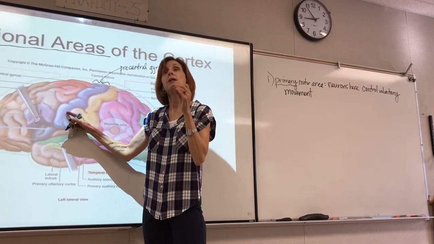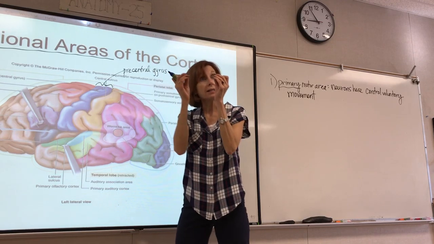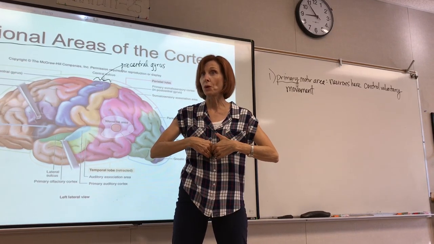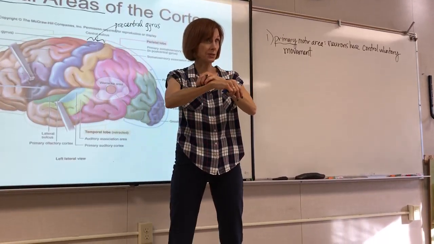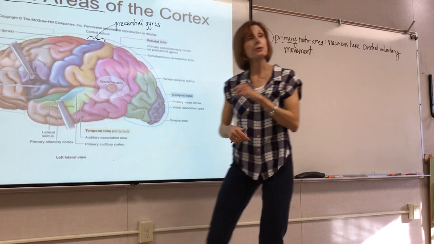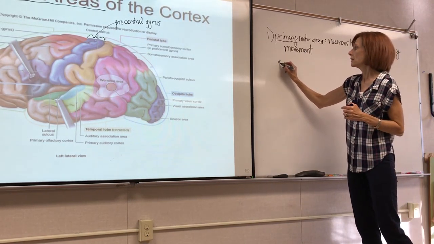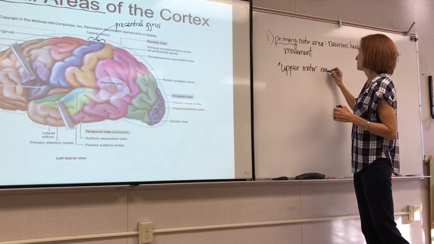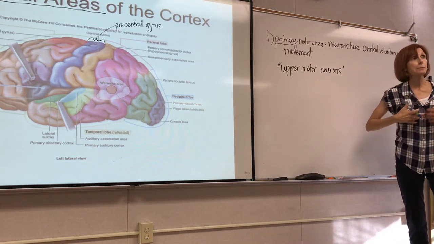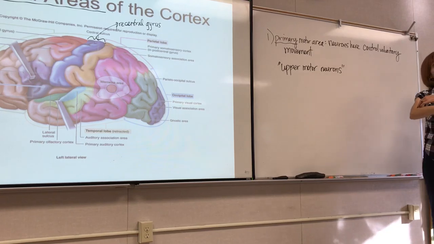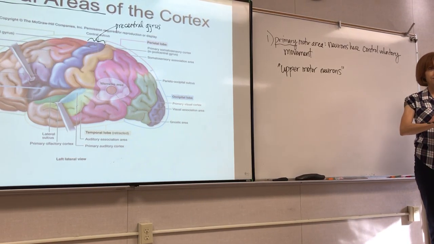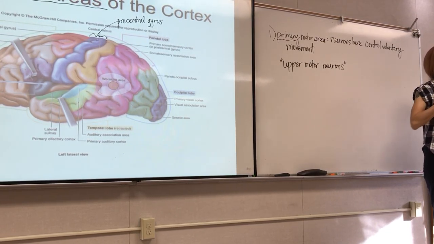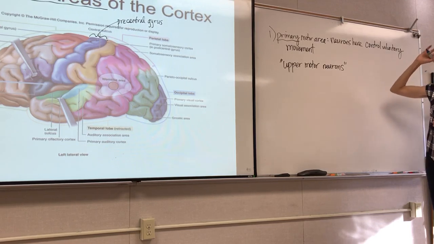Remember, this is gray matter, so that means it's cell bodies. The axons of these neurons travel down through the spinal cord, and they'll synapse in the spinal cord on neurons that go out to the muscles. So these neurons here are called our upper motor neurons. They synapse in the spinal cord on the lower motor neurons that go to the muscles. So again, these are very long neurons. They have long axons that go all the way down into the spinal cord.